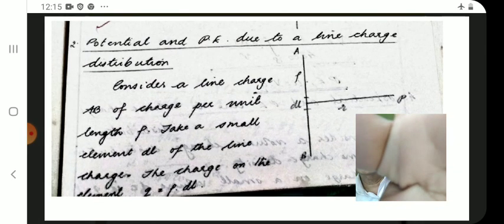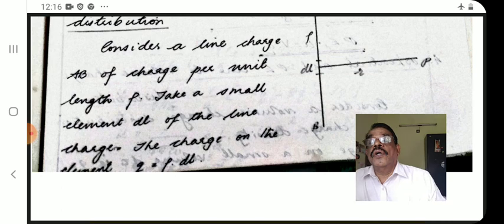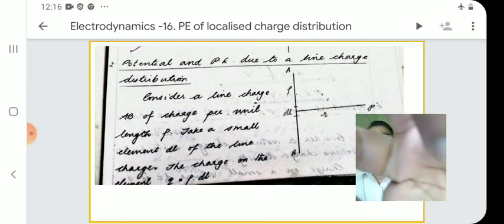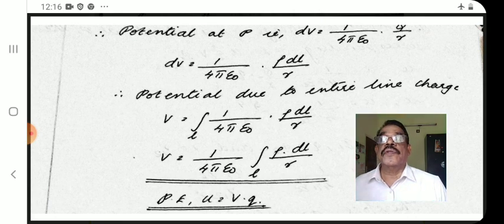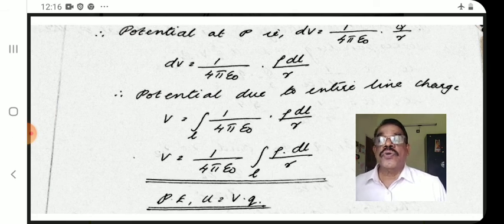So what is written here? Consider a line charge AB of charge per unit length rho, take a small element DL of the line charge. The charge on the element DL, Q is equal to rho DL. Potential at P, that is dV. Rho DL is a small charge. dV is 1/4 pi epsilon 0 Q by R. We put rho DL in the place of Q. We get dV is 1/4 pi epsilon 0 rho DL by R.